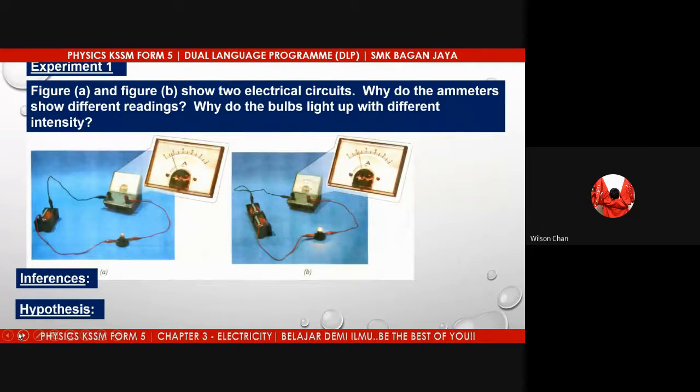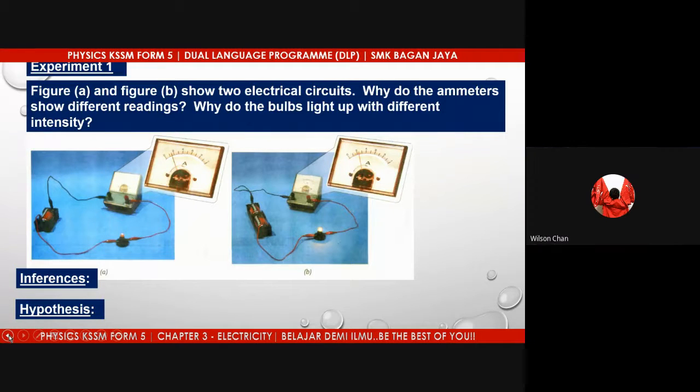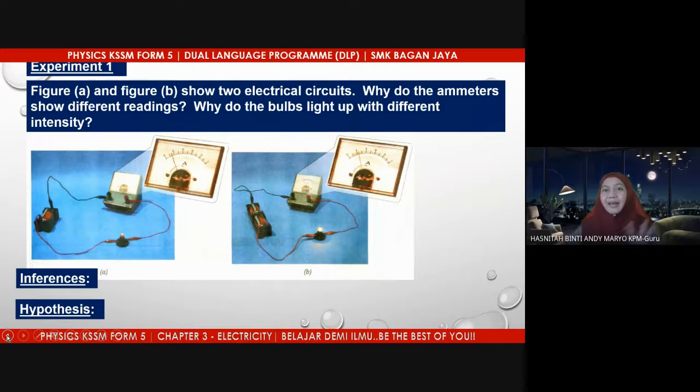What is the rheostat? Rheostat is an adjustable resistor. A resistor has a fixed value, for example, 10 ohm, 1 ohm. For the rheostat, the value can be adjusted. It can be increased or decreased, depending on the situation.